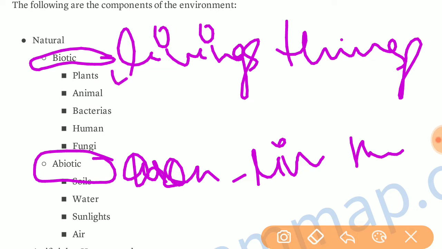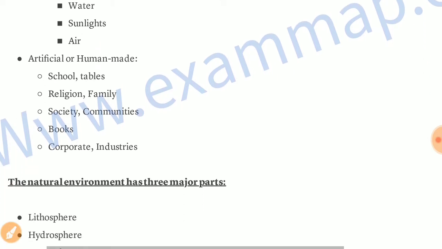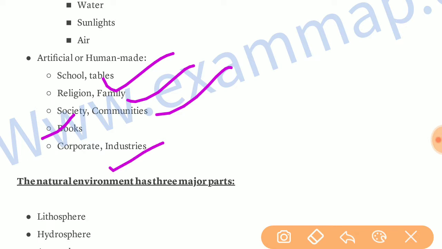Biotics include plants, animals, bacteria, humans, fungi, and abiotics include soils, water, sunlight, air, which all are non-living things. Artificial or man-made environment includes schools, tables, religion, family, society, communities, books, corporate and industries.